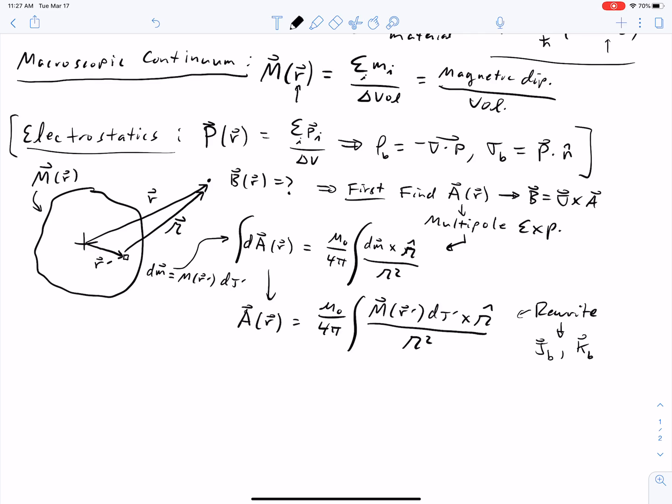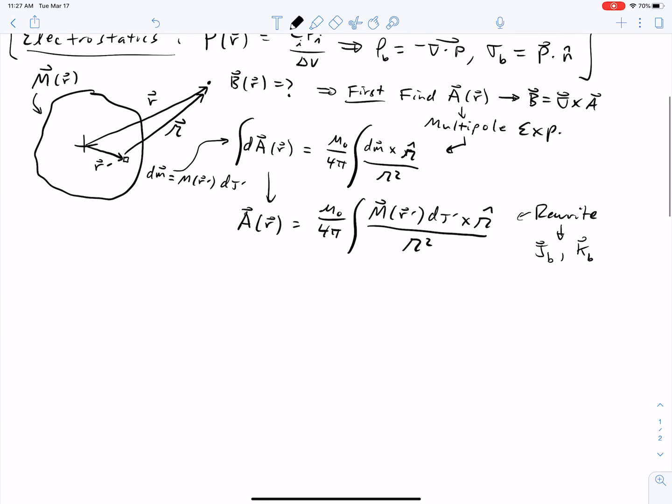Let's do that. So now we're going to use some fancy math to rewrite this expression. We're going to expand it out. It's going to look more complicated, but then it'll get much simpler. And it's the same thing we did before for electrostatics. Okay, so here we go.